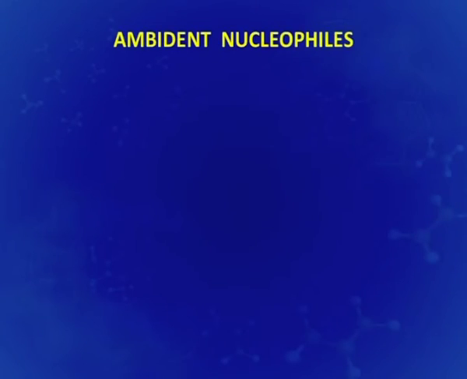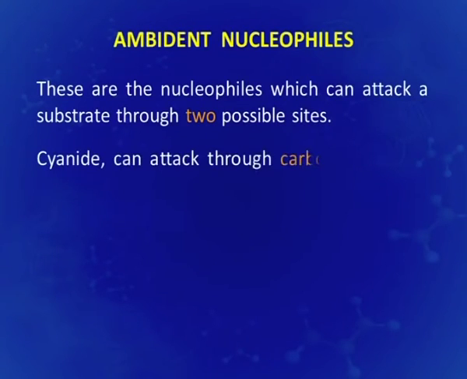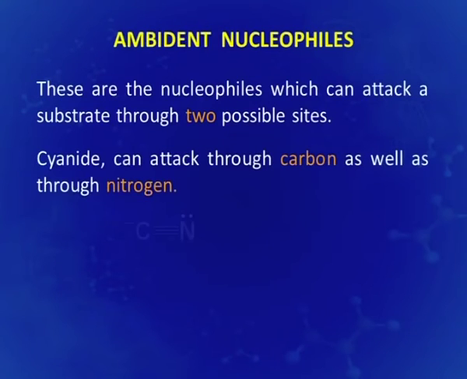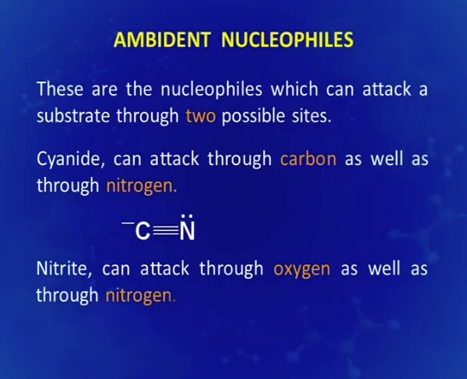We have one more kind of nucleophiles which we call ambident nucleophiles. These are the nucleophiles which can attack a substrate through two possible sites. An example for this is cyanide, which can attack through a carbon as well as through nitrogen. Similar to the cyanide ion, we have the nitrite ion, which can attack through oxygen as well as through nitrogen. Here are the two resonating structures for the nitrite ion. So, we call such species ambident nucleophiles.